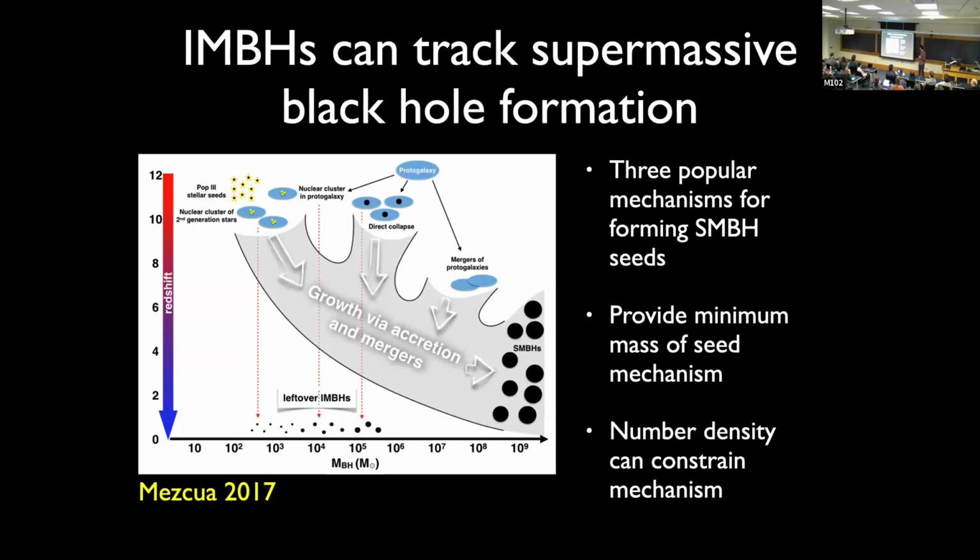So you can see that if black holes originally formed at lower masses, then some black holes shouldn't grow into supermassive black holes. There should be leftovers, and those leftovers should be observable in today's universe. And that's a lot of what I've been working on: trying to find those intermediate mass black holes.